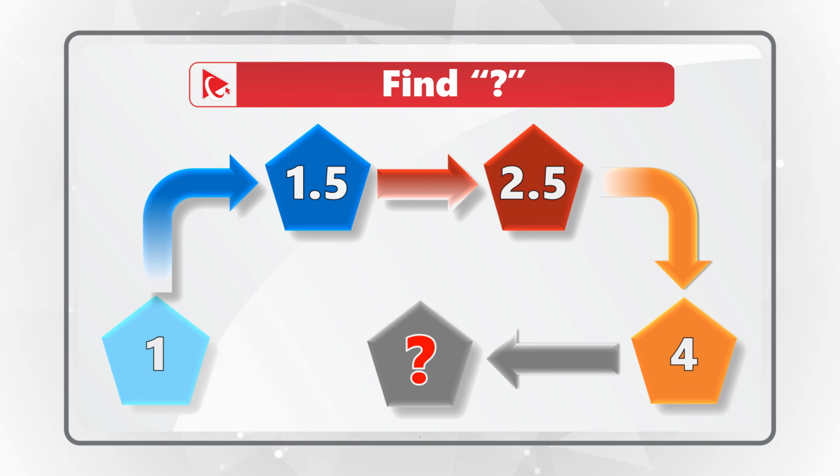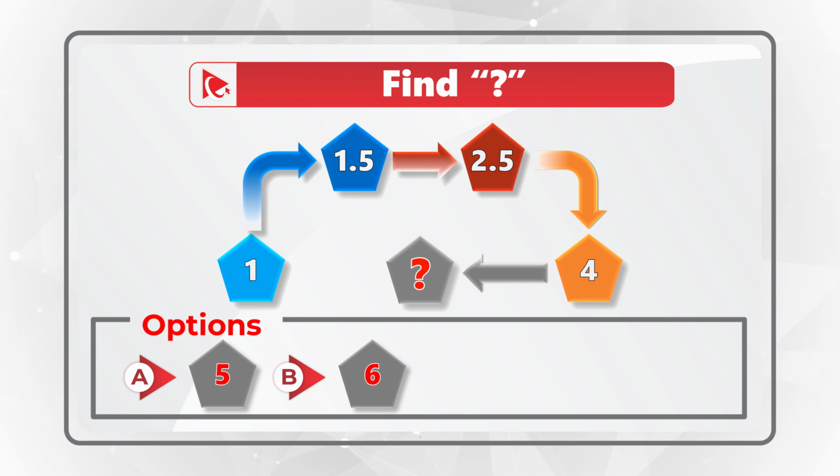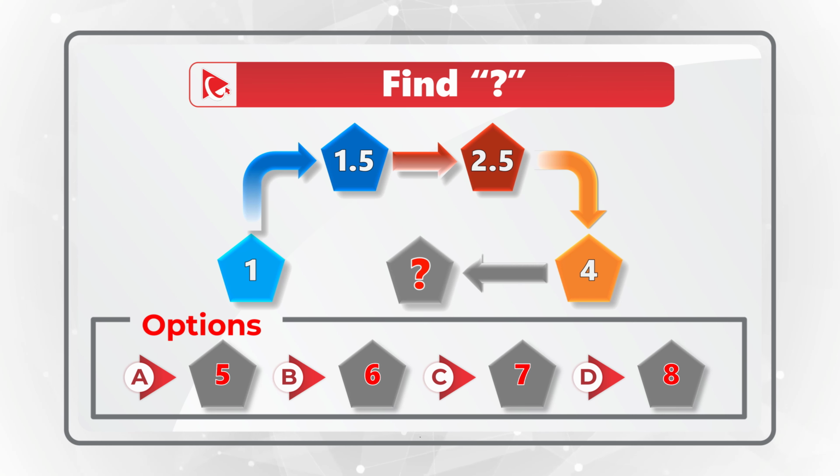In this question, you're presented with an unusual shape sequence, and you need to find the missing item, which is represented by the question box. You have 4 different choices for the missing number. Choice A, 5, choice B, 6, choice C, 7, and choice D, 8. Do you think the different colors of the shape play a role in the sequence here?